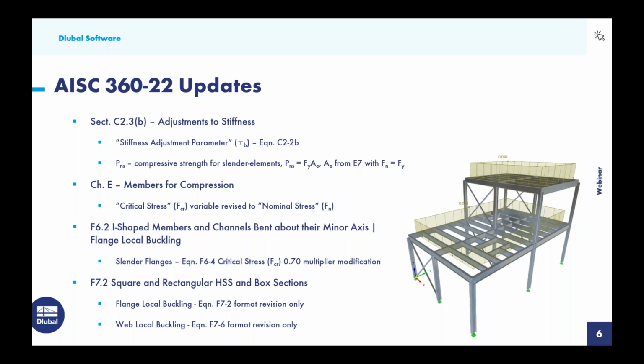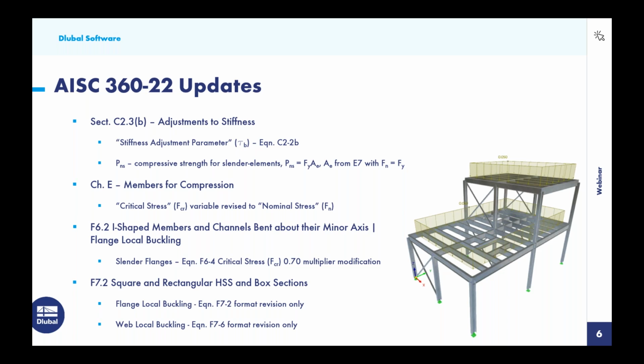Then we have chapter E, members for compression. This is just a terminology change here where the critical stress F sub CR was now revised to the nominal stress F sub n. Section F6.2, I-shaped members and channels bent about their minor axis, flange local buckling. So there's an equation here for slender flanges where we have a multiplication factor of 0.7 that was slightly modified when we compare that to the previous standard.